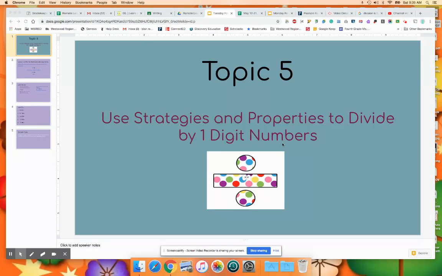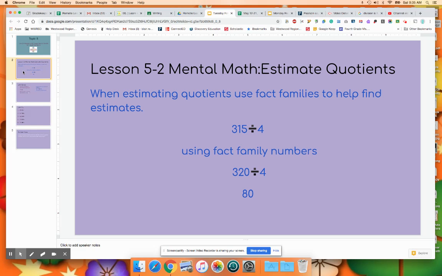We're continuing with our review of topic 5. Today we're going to work on estimating quotients. Estimating when we're dividing is a little bit different from when you estimated when you multiplied. When you multiplied, you rounded. But when you estimate when you divide, you use fact families. So you want to find numbers that are close to a fact family, and that's how you're going to estimate.